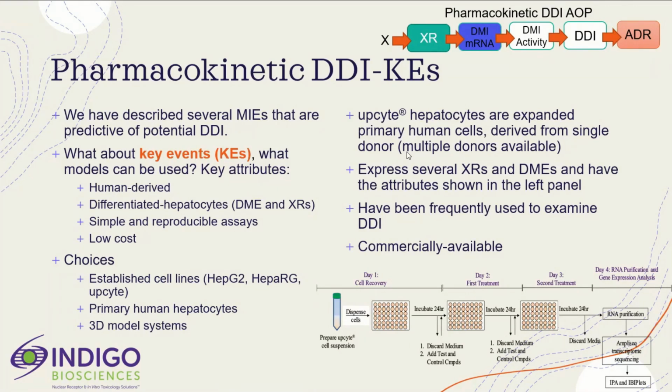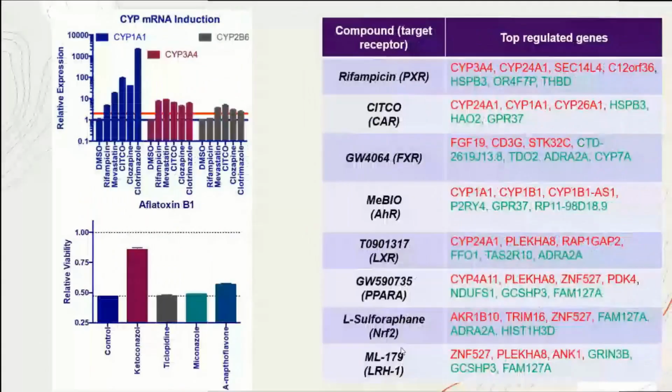This leads to nice reproducibility. They're easy to handle. You handle them just like a cell line, but they express a wide variety of our receptors as well as drug metabolism enzymes. And they have been used quite a bit in the literature to look at drug-drug interactions and different types of altered drug metabolism. So we'd use these cells quite often in a very simplified system: plate the cells, treat them, extract RNA, and then you can look at these key events.